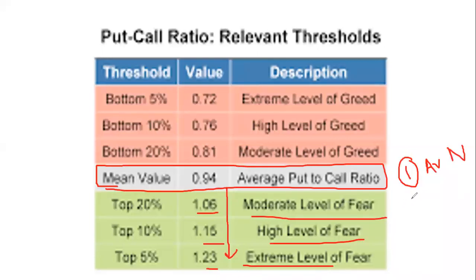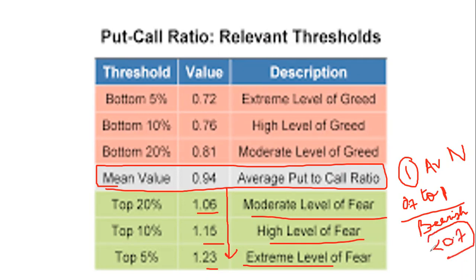Now, there is a general consensus that if we are having the put call ratio between 0.7 and 1, then we are in a bearish market. But if the put call ratio decreases below 0.7, then it means that the market is likely to bottom out and we should look for reversal.